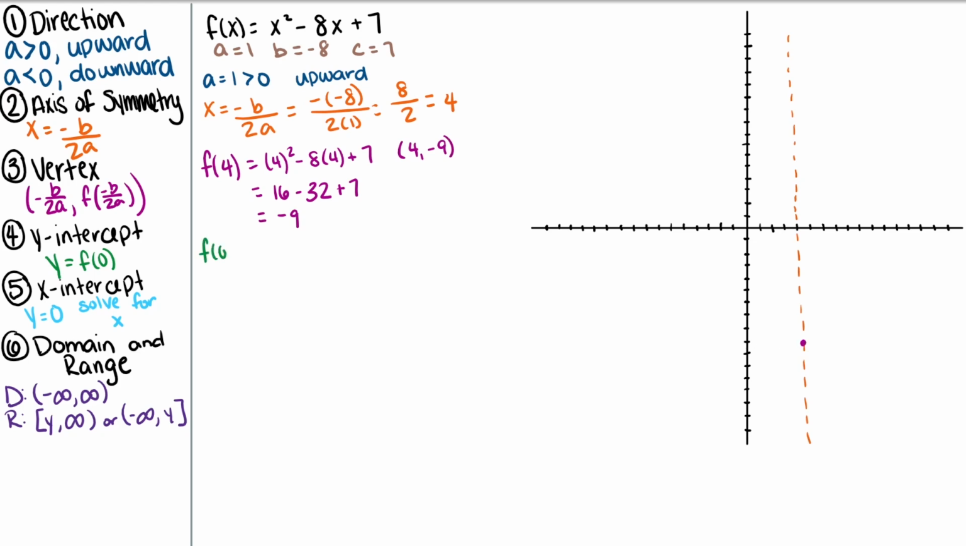For our y-intercept, we'll set 0 for x and solve for y. So f of 0 is equal to 0 squared minus 8 times 0 plus 7, or f of 0 equals 7, and our y-intercept is at 0, 7.